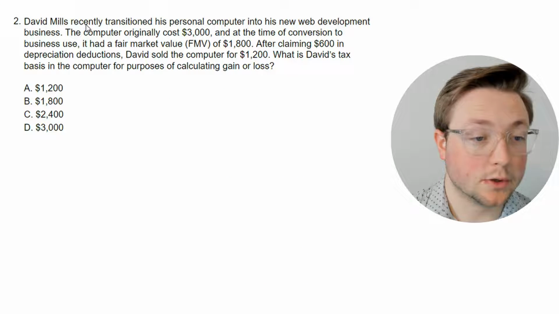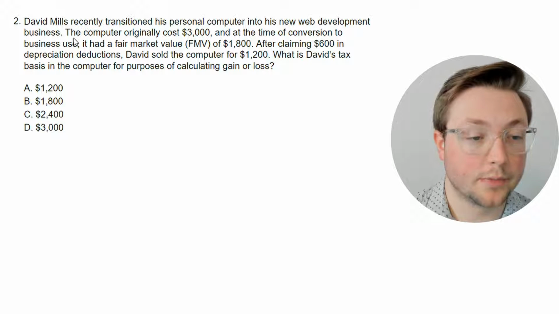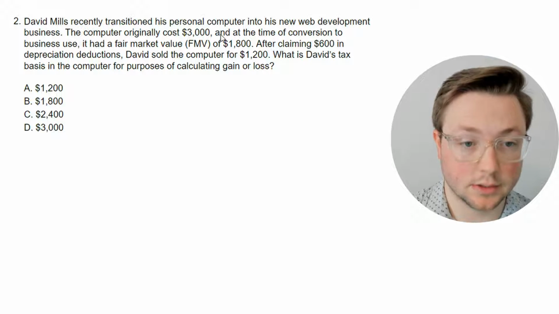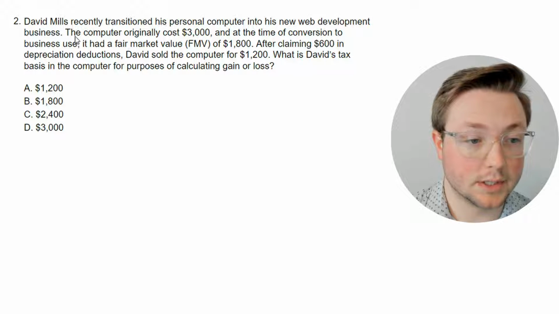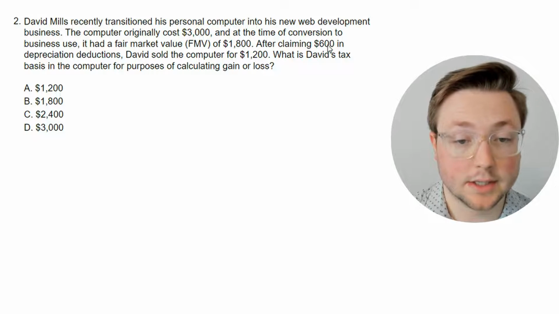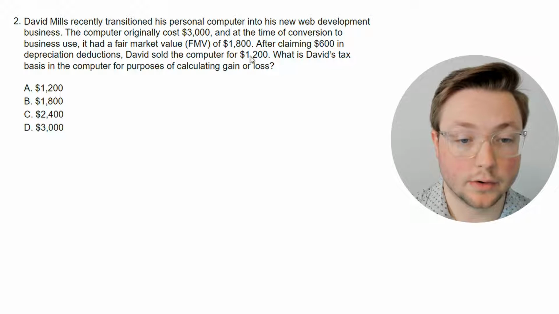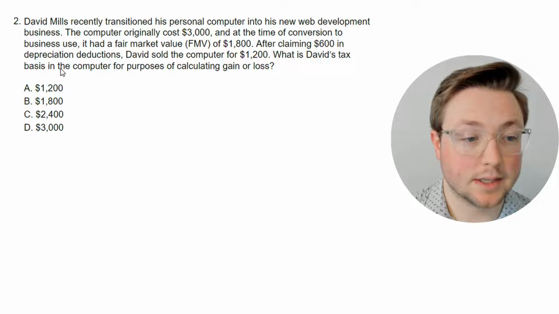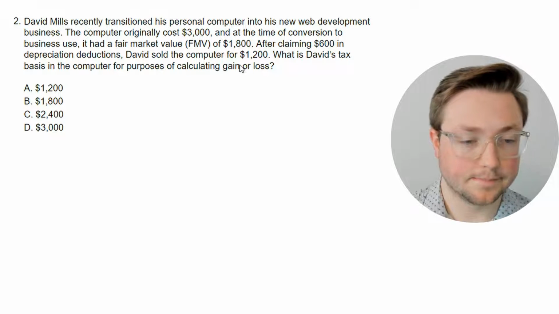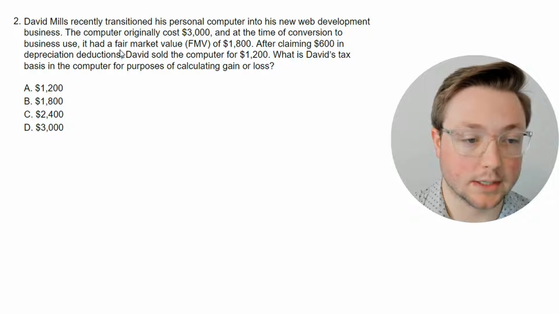All right. David Mills recently transitioned his personal computer into his new web development business. The computer originally cost $3,000, and at the time of conversion to business use, it had a fair market value of $1,800. After claiming $600 in depreciation deductions, David sold the computer for $1,200. What is David's tax basis in the computer for purposes of calculating the gain or loss? Again, pause the video, think about that. Just make sure you understand what it's asking, and then we'll go into the explanation.